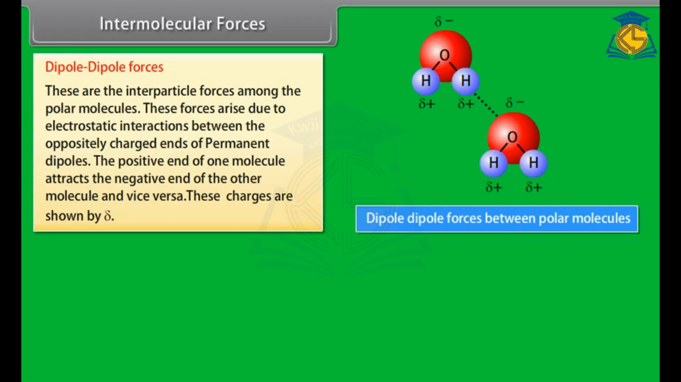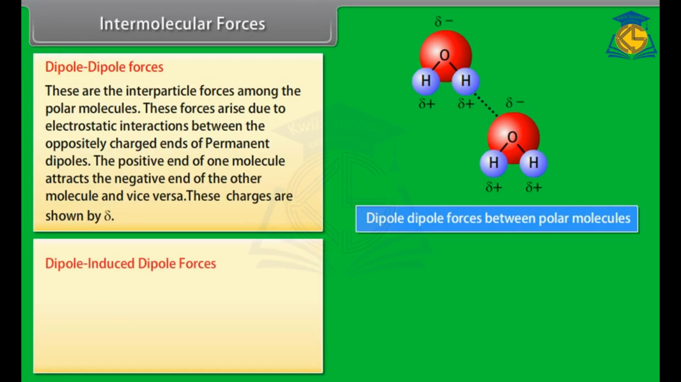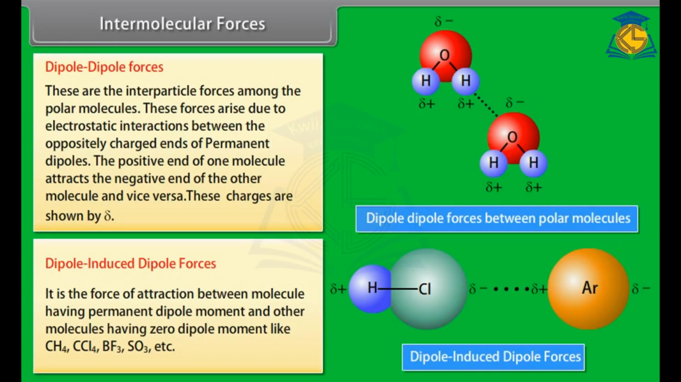These charges are shown by delta. Dipole-induced dipole forces. It is the force of attraction between a molecule having permanent dipole moment and other molecules having zero dipole moment, like CH4, CCl4, BF3, SO3, etc. For example, a polar molecule such as HCl can induce a dipole in an argon atom by distorting the electron cloud. An electrostatic attraction exists between the ion or permanent dipole and the induced dipole. The intermolecular force is called a dipole-induced dipole attraction.